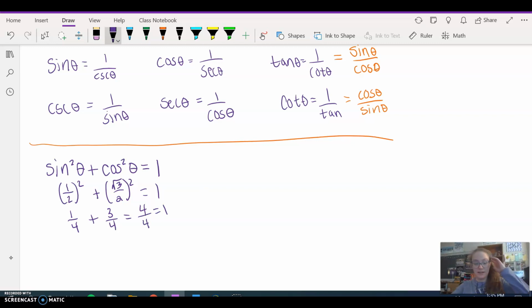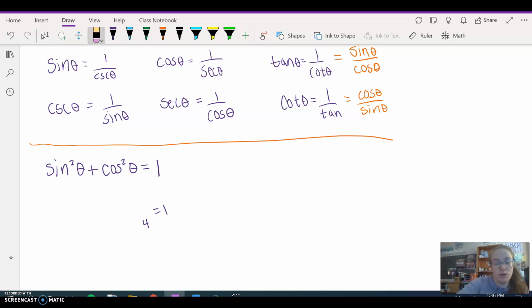That's our Pythagorean identity. That's the first one. So you need to have this memorized. I'm going to erase that just to show you that it always equals 1. No matter what I pick on the unit circle, it's going to equal 1 when I square the sine value and the cosine value and add them together. All right, so there are 3 Pythagorean identities you need to know.